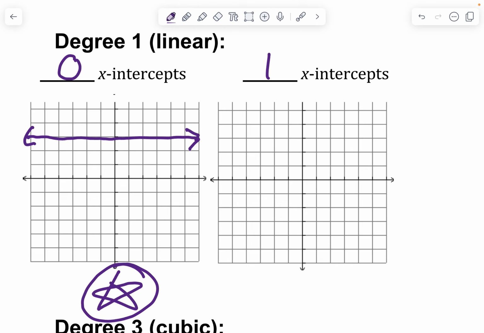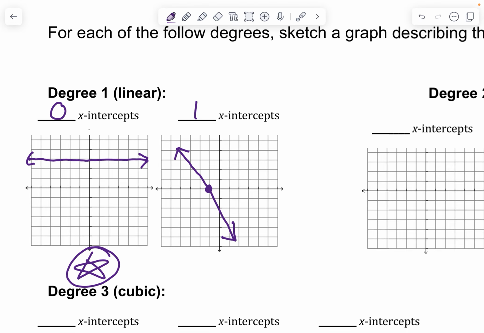Instead, most of our linear functions are not a horizontal line like that, okay? They're going to look something like this. Here's one with a negative slope, okay? Either way, look, it has one unique x-intercept right there. It's going to hit your x-axis once, regardless of positive or negative slope. You have your one x-intercept, one solution, one root.